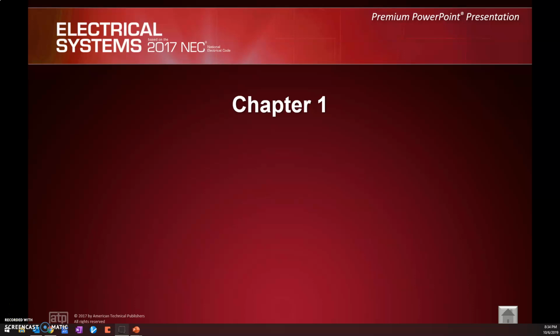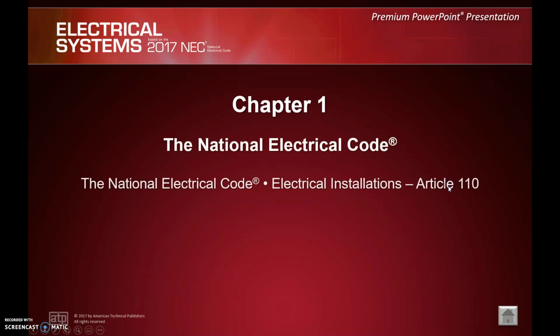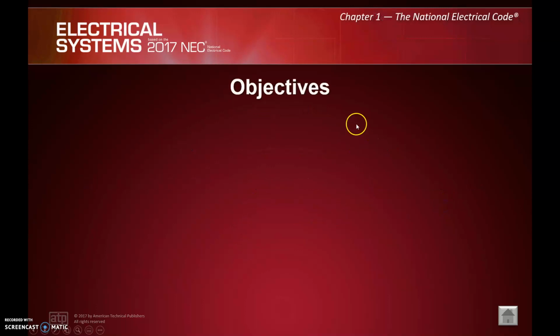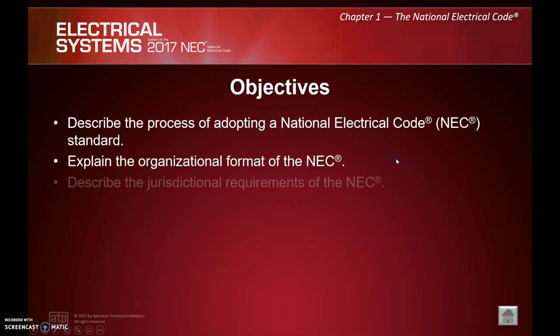For the first lesson, we're actually going to hit three different chapters out of the electrical systems book. So jumping right in here, there's a lot of different stuff we want to get into. So chapter one, we want to talk about the National Electrical Code (NEC). Particularly here, we're going to talk about Article 110, and a little bit of time in Article 100 as well. So you guys can read through the objectives here.